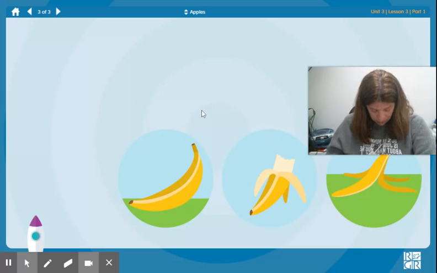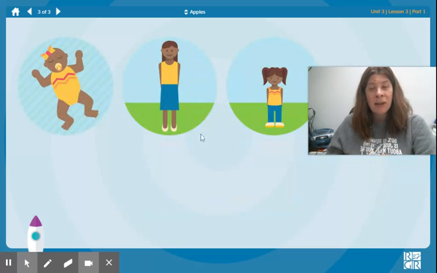I'm going to show some pictures, so you parents go ahead and create a story to go with the pictures. You can go ahead and pause while you tell your story.